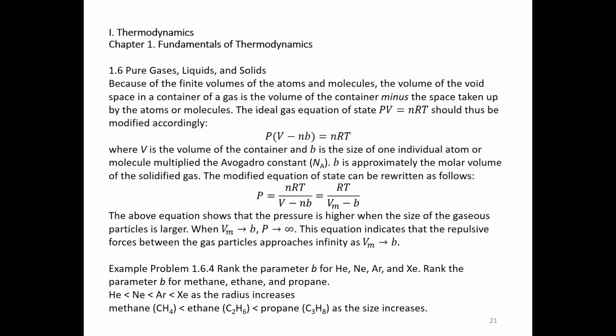And because of the finite sizes of those atoms and molecules, we need to modify the ideal gas equation, PV equals nRT. We need to replace V with V minus nB. This nB takes into account the finite size taken up by the atoms or molecules. V is the volume of the container. nB will give us the space being taken up by those gas particles.